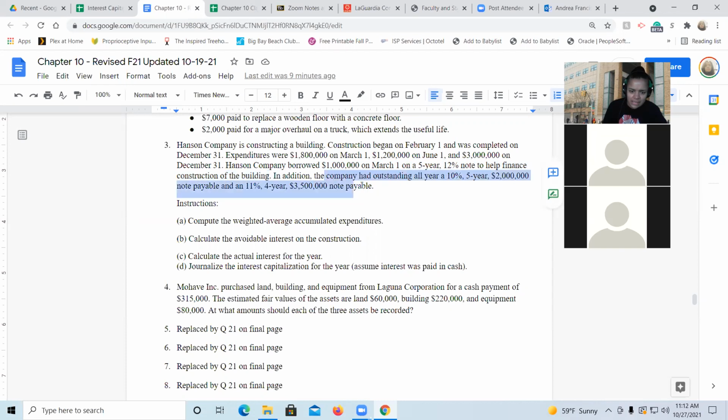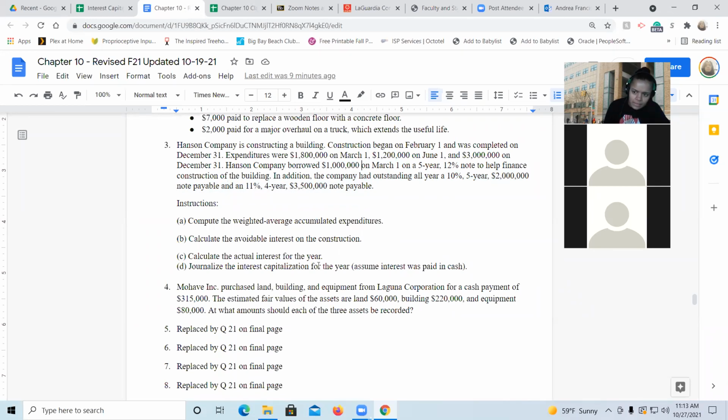So this is just like the general debt that the company has outstanding anyway. So what we will do, and you'll see this when we calculate the interest capitalization, is first consider the interest related to the debt that is specific for the construction. And then afterwards, we will look at the general debt that exists and see how much of that we would also be able to apply to the interest capitalization calculation.